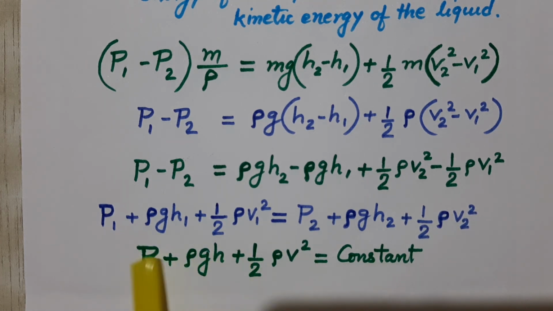Finally, we can say that P, then rho g h, plus half rho v square. Then sum of these three terms, we can say that is constant. This is pressure energy, this is potential energy, and this is kinetic energy. The sum of three energies is constant. This is the Bernoulli theorem.